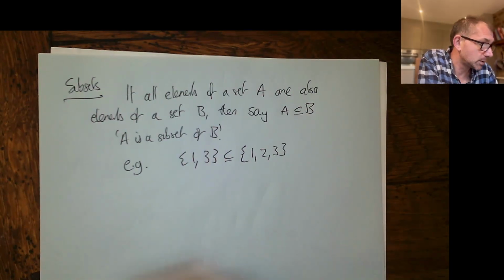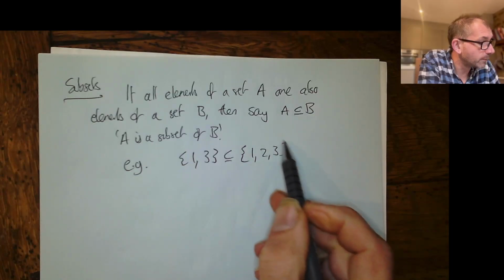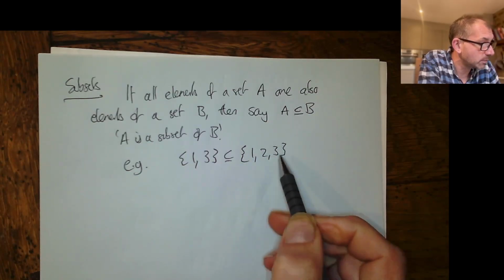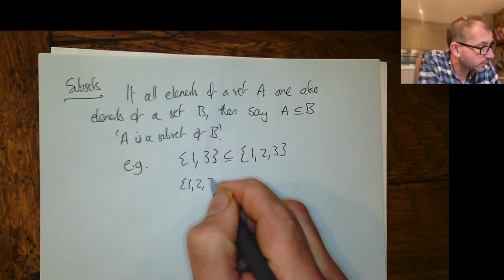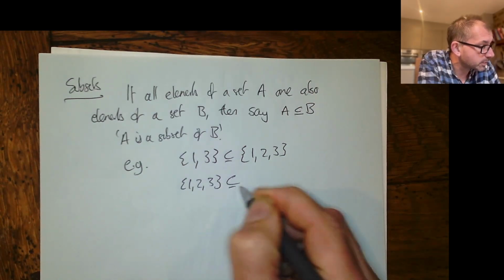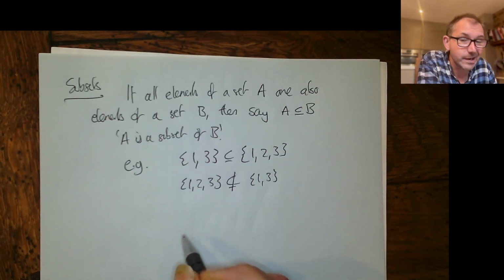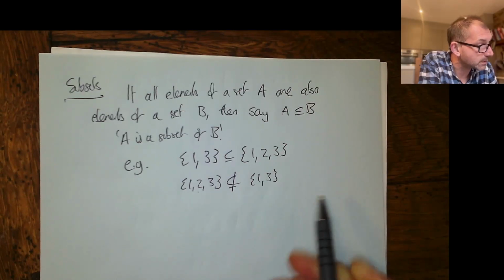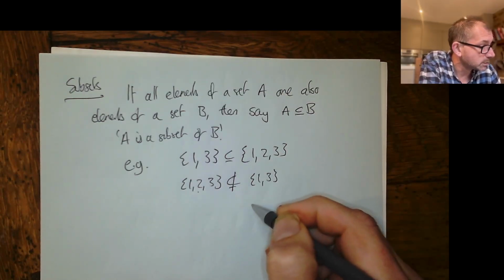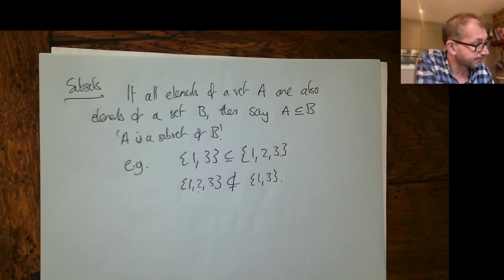But in this case, it's not the case that all of the elements in this one, 1, 2, 3, are elements of this one. So 1, 2, 3 is not a subset of 1, 3. Why? Because the element 2 is here and the element 2 is not there. So you have a little bit of notation for that.